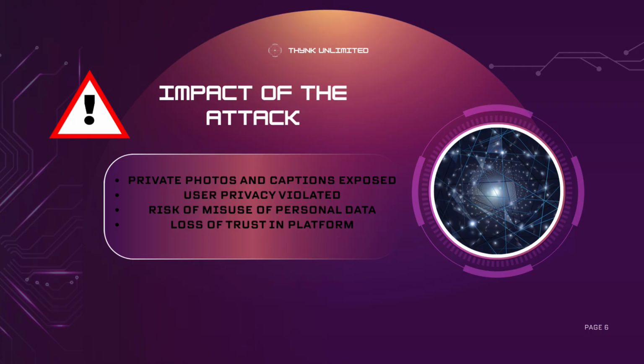This vulnerability had serious consequences for users and the platform. Private photos and captions were exposed, which directly violates user privacy. Users trust platforms like Instagram to keep their personal data secure, especially when they use private account settings. However, due to this vulnerability, that trust was broken. This exposure of personal data can lead to misuse, such as identity theft, harassment, or unauthorized sharing of private content. In addition, such incidents can damage the reputation of the company and may result in loss of users. Overall, the impact of this vulnerability highlights how dangerous even a small security flaw can be.